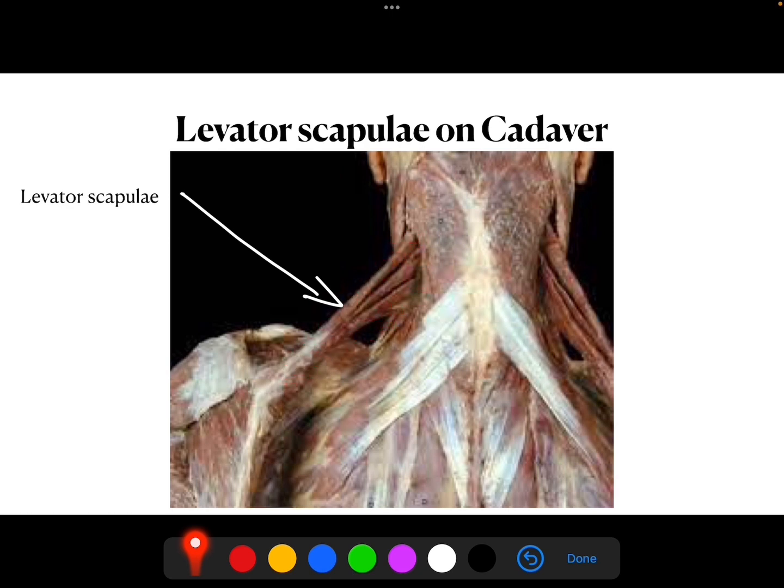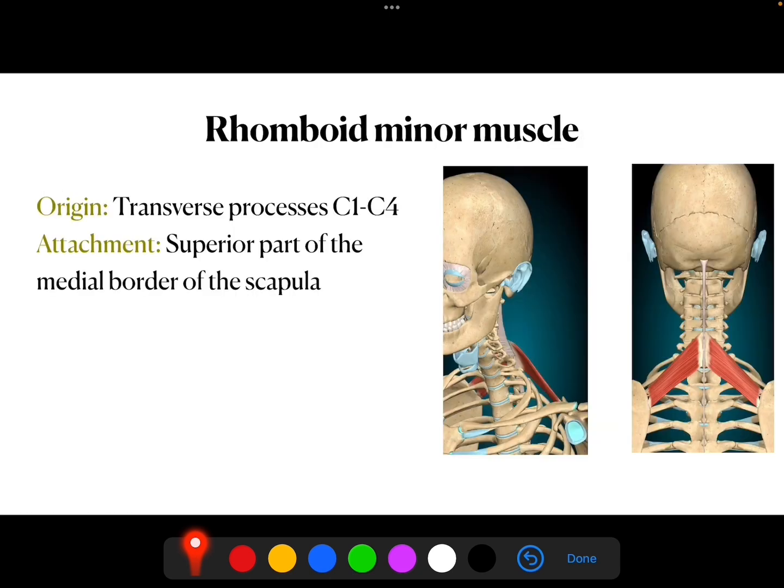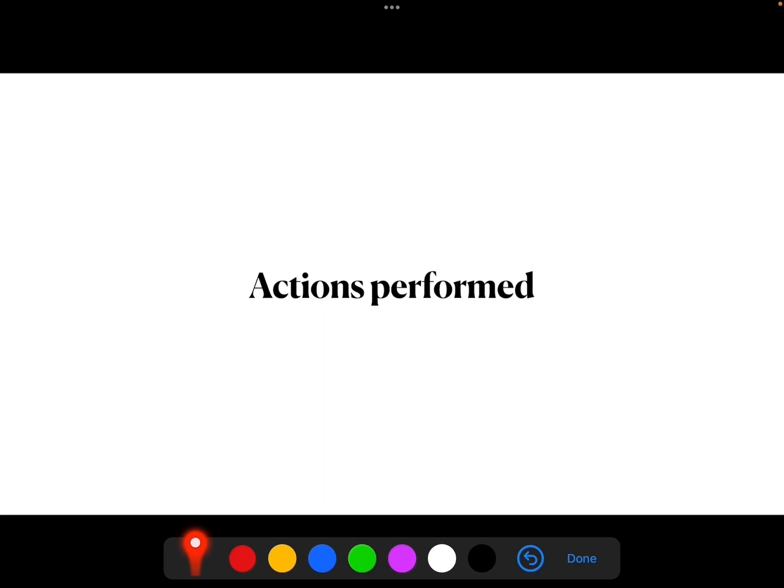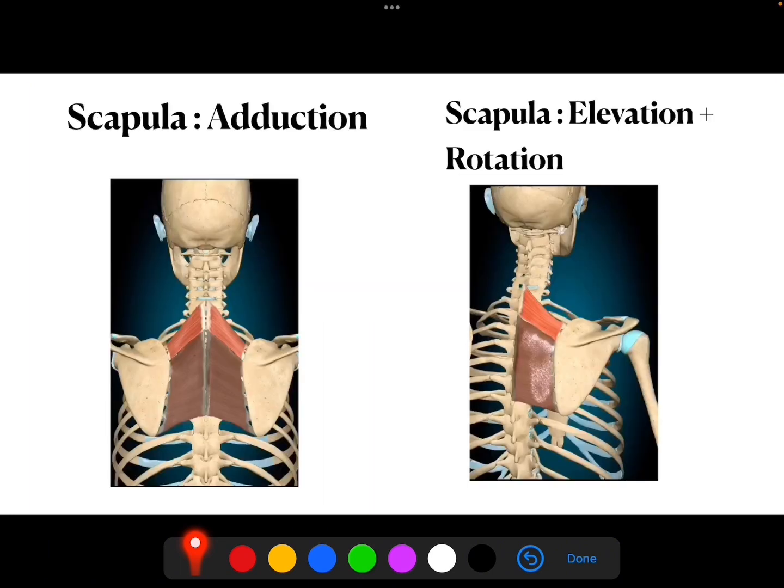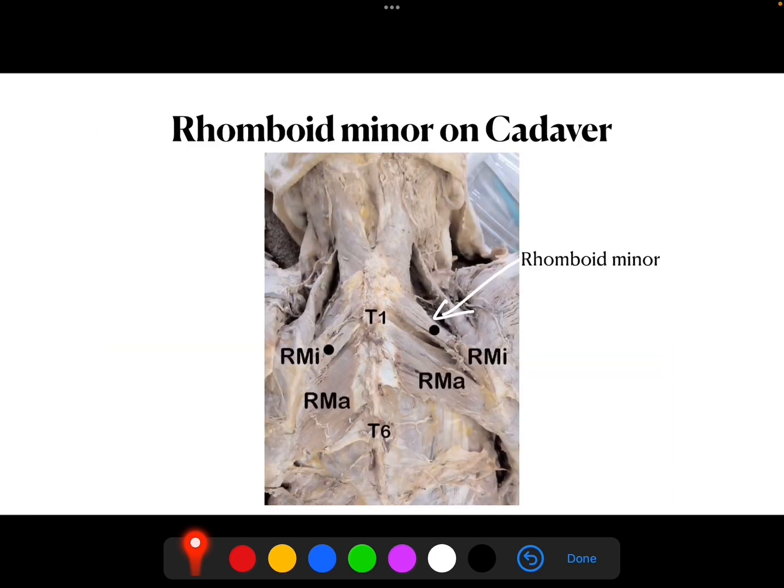Rhomboid minor muscle. It originates at the transverse processes from C1 to C4 and attaches at the superior part of the middle border of the scapula. Actions performed by this muscle: adduction of scapula, elevation plus rotation of scapula, and this is what it looks like on the cadaver, the rhomboid minor muscle.